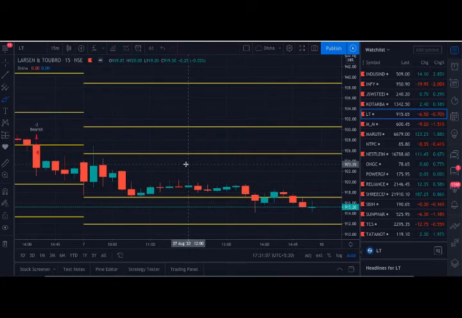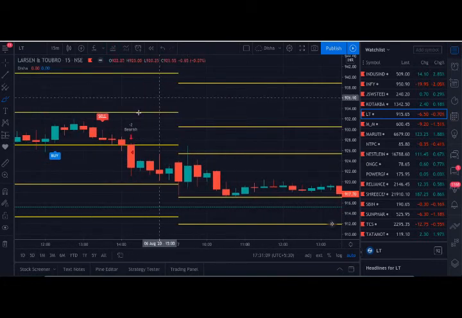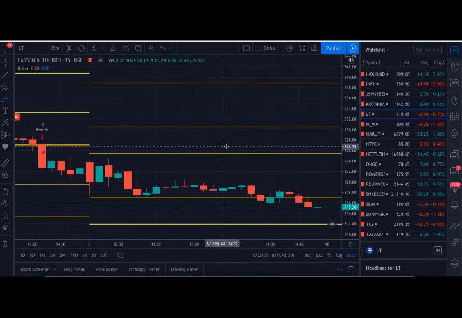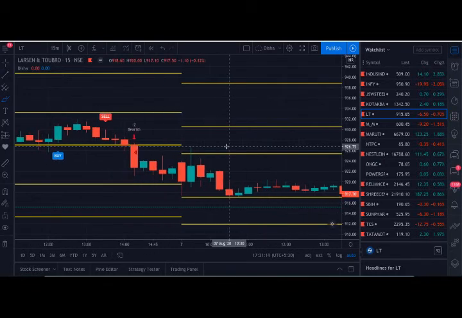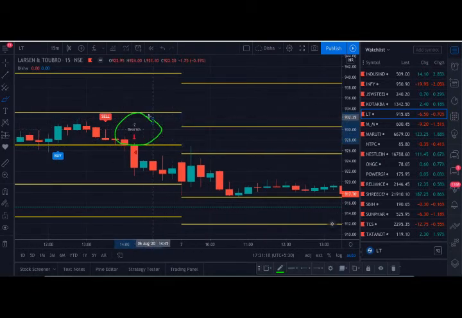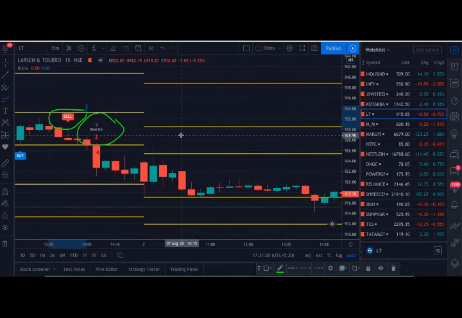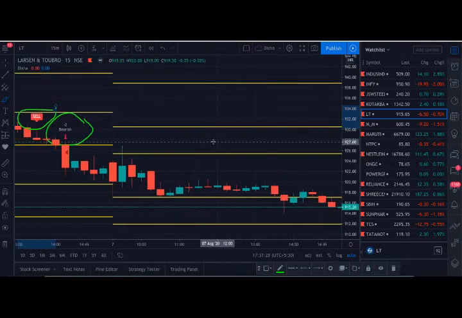L&T. See here in L&T, current day nothing. If you go to previous day, it has given bearish and sell. But you can see here, first it has given sell and then the stock turned bearish. I will advise you to avoid these kind of signals, like first giving the sell signal and followed by bearish.